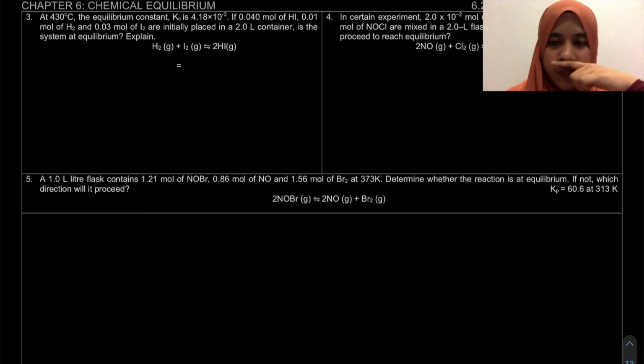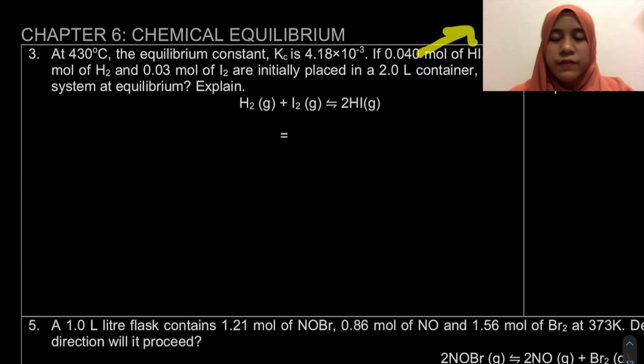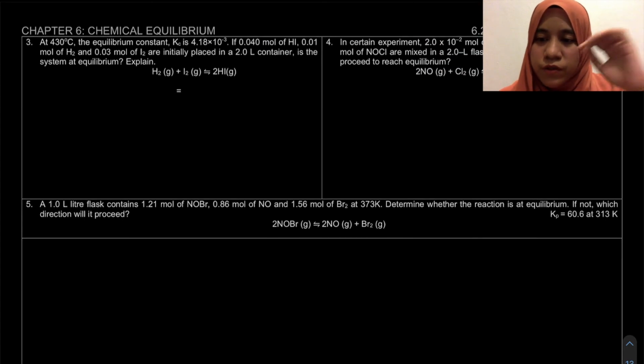Just make sure, here they give, for example, let's look at question 3. Here they give mole. Here they give mole, right. So from mole they give Kc. So if it is mole, you have to change it into molarity. How? Divide by volume. Okay. So for 3 and 4, I believe you could try yourself.